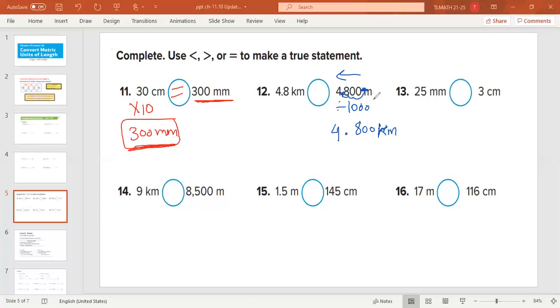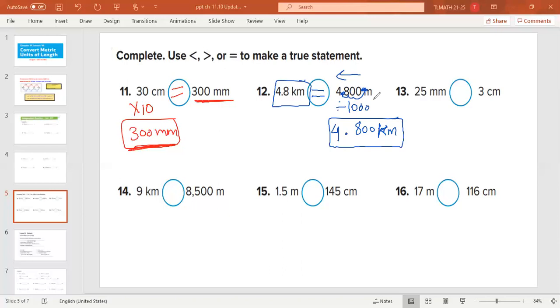Now here I have 4.800. Here I have 4.8. Are they the same? Yes, they are the same. Some of you will ask, but here I have a 4.8 and here I have 4.800. Yes, I told you before, whatever zeros you add at the right side have no value. So here the 800 is equal to 8 here.